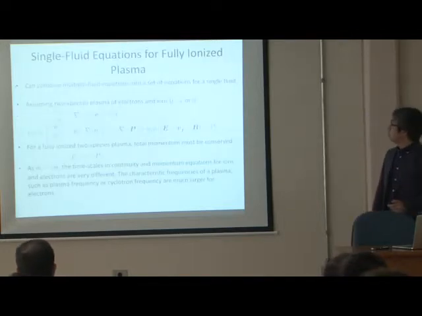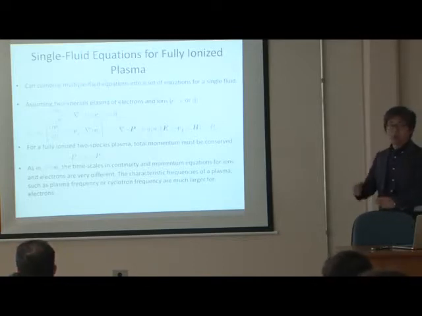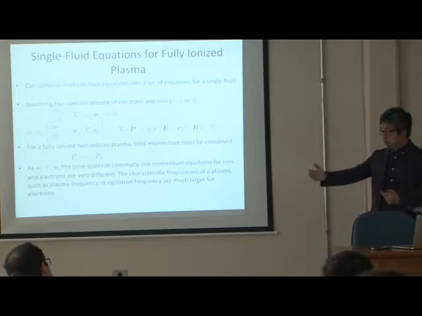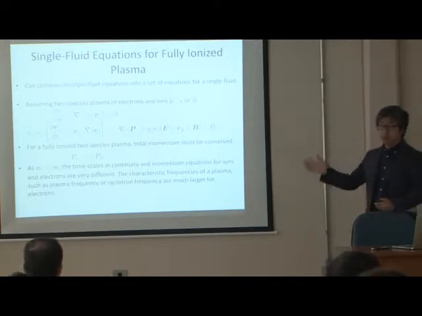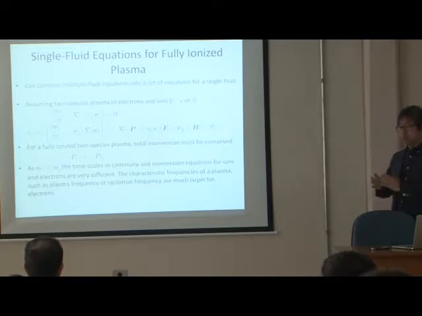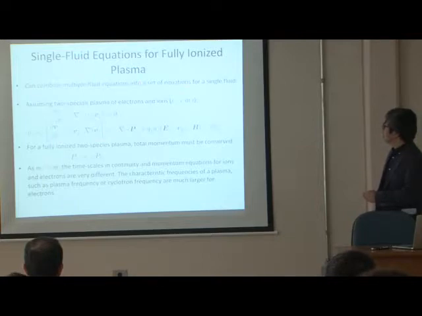So this is the single fluid equation for the fully ionized plasma. We can combine the multiple fluid equations, which come from the Vlasov or Boltzmann equation. Usually we separate the electron and ion, but for MHD, the single fluid MHD, we need to combine the electron and ion together into a set of equations for a single fluid.